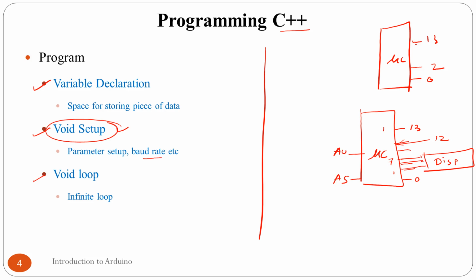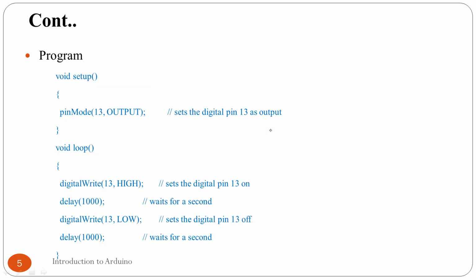So this is related to the structure of the programming of the Arduino board. Please remember these points. Here I am taking one example of LED blinking, which we have already studied. We have two parts in the Arduino programming. First is void setup and void loop. In void setup we always define certain parameters related to the program.